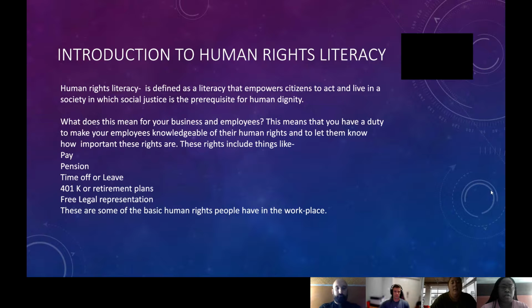This means that you have a duty to your employees to give them knowledgeable information on human rights and to let them know how important these rights are. These rights include things like pay, pension, time or leave, 401k retirement plans, free legal representation, and these are just some of the basic human rights that they can find in the workplace.